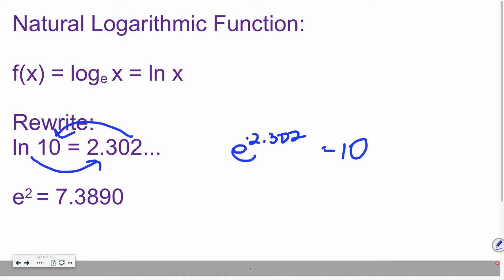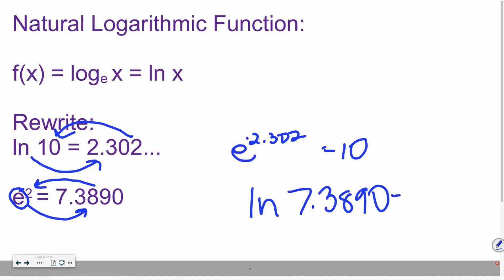And then going the other way, e squared is 7.3890. We do our same loop-de-loop the other way. Okay. Here our base is e. Remember, we're not going to write log base e, but we have log base e of 7.3890 equals the exponent 2. Remember, a logarithm will always equal our exponent.